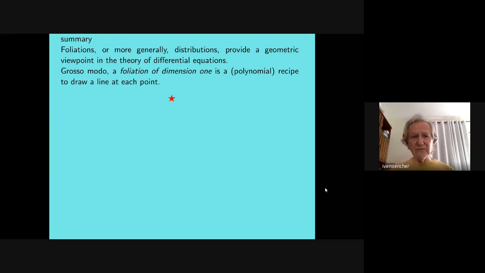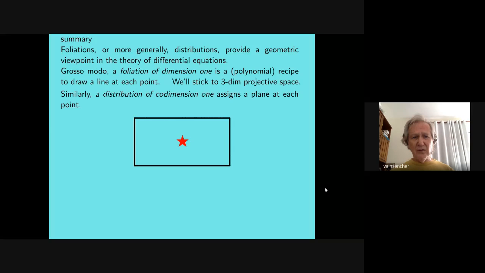So grosso modo, informally, a foliation of dimension 1, and I'll always be talking about foliations of dimension 1, is a polynomial recipe to draw a line at each point. Okay, so that's just as expected. And our ambient space is projective space, just to make it as concrete as possible. And now let me talk about the kind of distributions that will interest us. A distribution for us is a distribution of planes, so codimension 1 subspaces of P3. As the picture shows, for a distribution of codimension 1, you attach a plane at each point, containing the point.